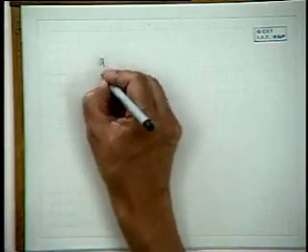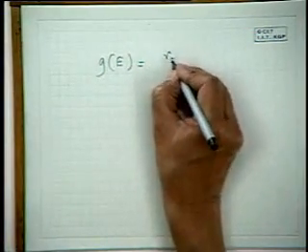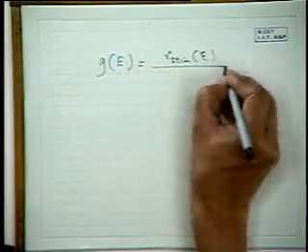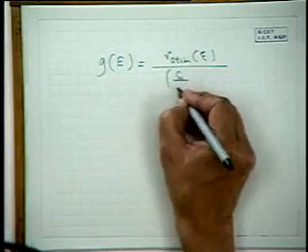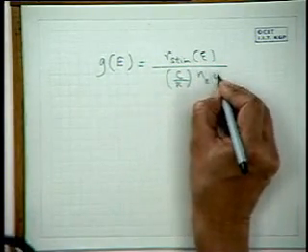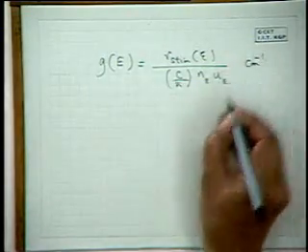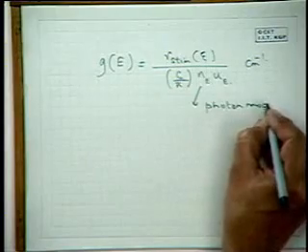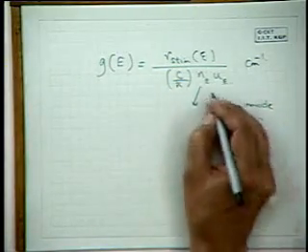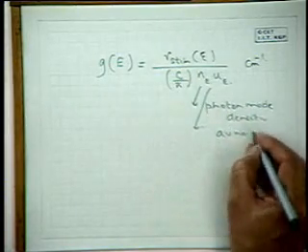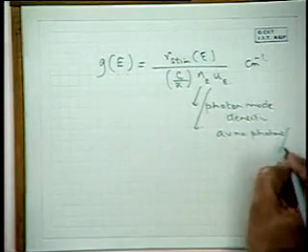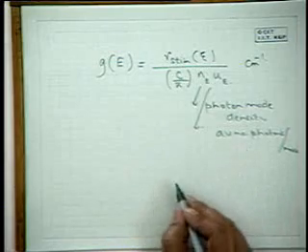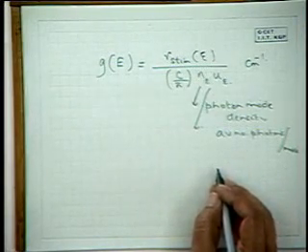And one can write this as G equals the rate of stimulated emission over c by n bar times N E. This is in centimeter inverse, the same units as absorption, where this is the photon mode density, the number of photon modes, and N E is the average number of photons per mode, which obeys Bose-Einstein statistics.